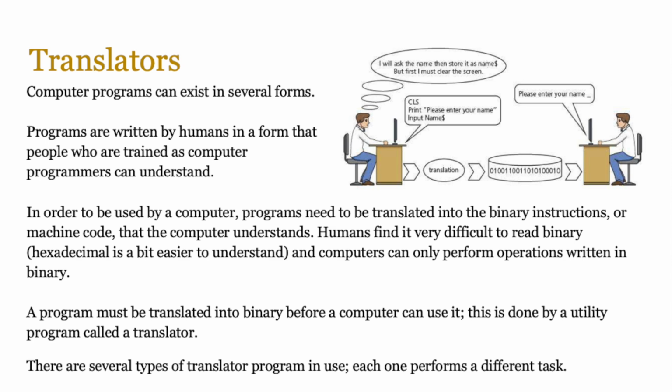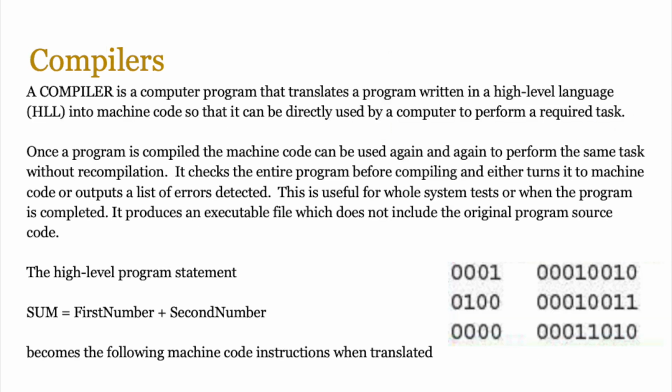A program, therefore, must be translated into binary before a computer can use it, and this is done by a utility program called a translator. There are several types of translator programs in use. Each one performs a different task. We already know that a program written in assembly language uses a translator called an assembler, which converts the instructions into machine code for the processor to run.